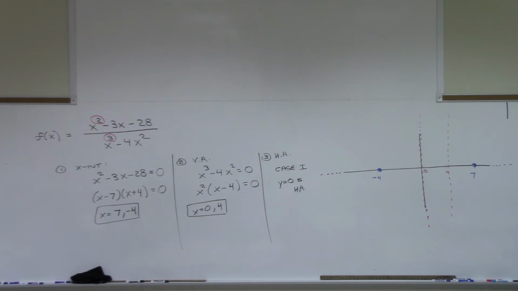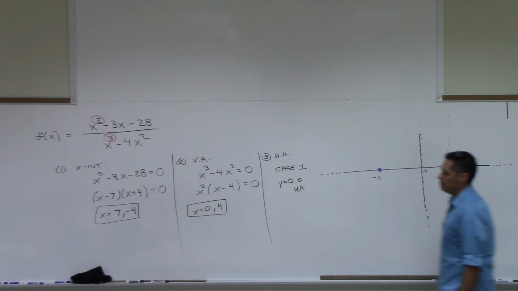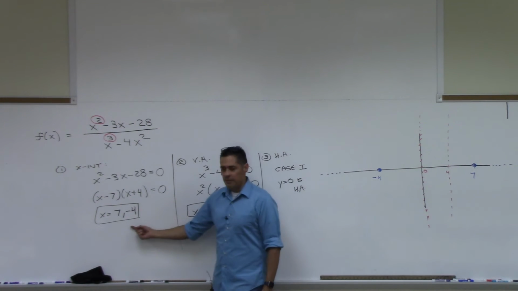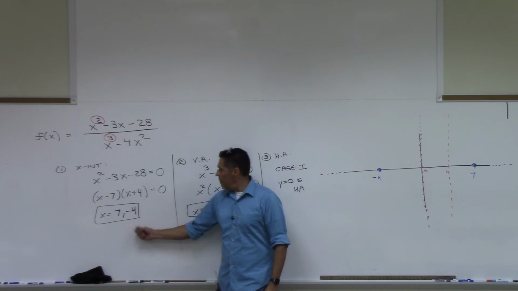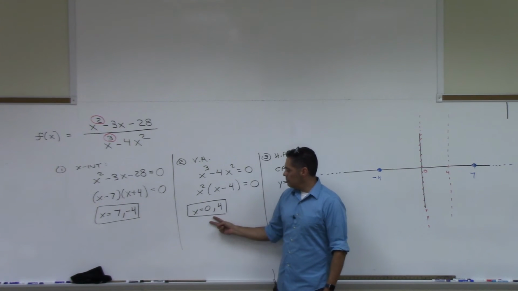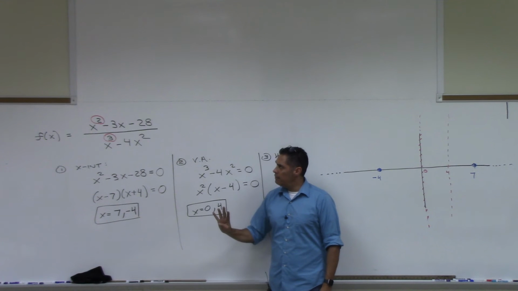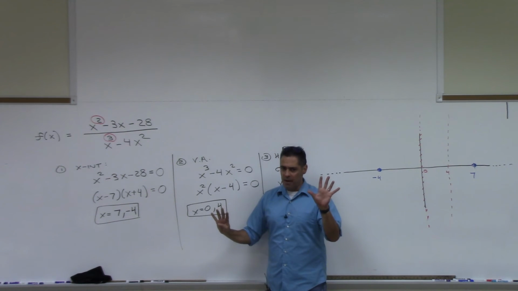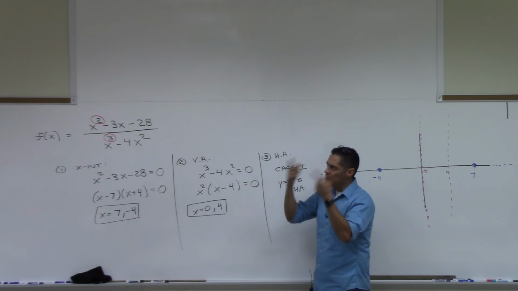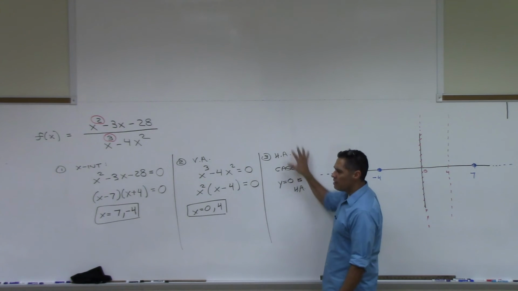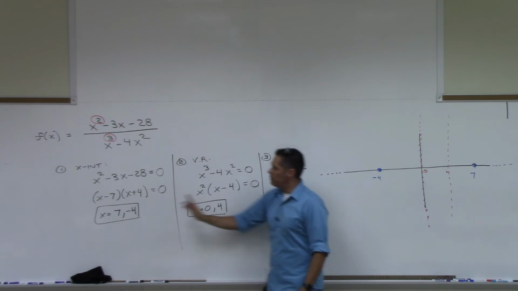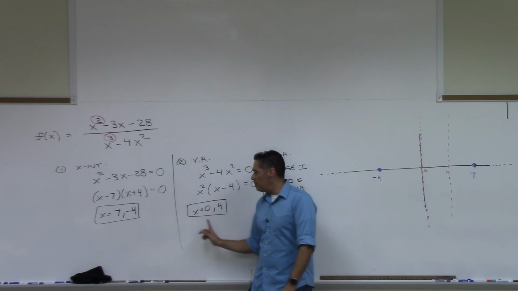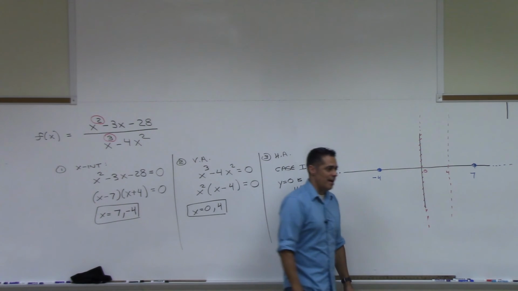How many test points are we going to need? Well, how many x-intercepts do we have? 2. How many verticals do we have? 2. Add those up, you get 4. We should have 5 test points. When you think about how many test points, don't worry about horizontals. Horizontals don't dictate anything for you. It's only the verticals and the x-intercepts. Count how many of these you have, add 1, that's how many you should have.